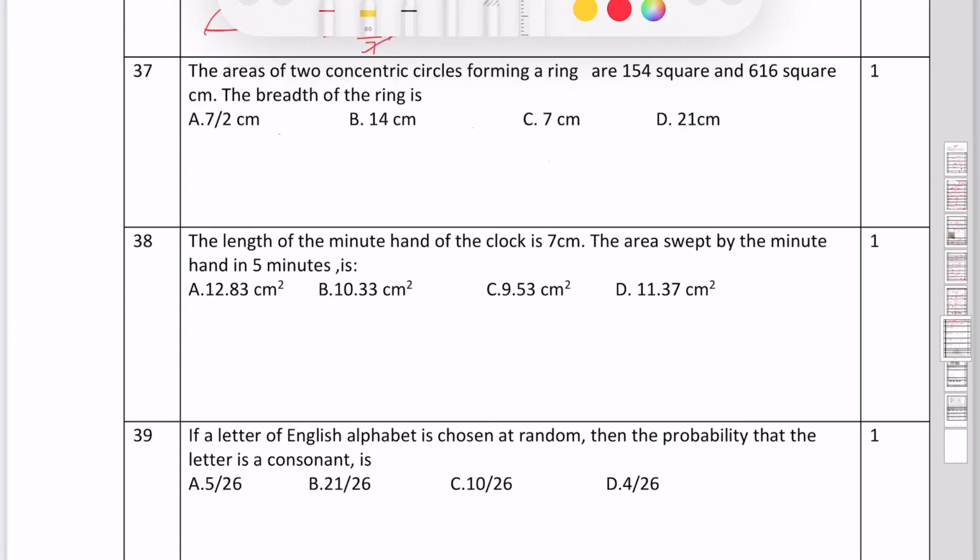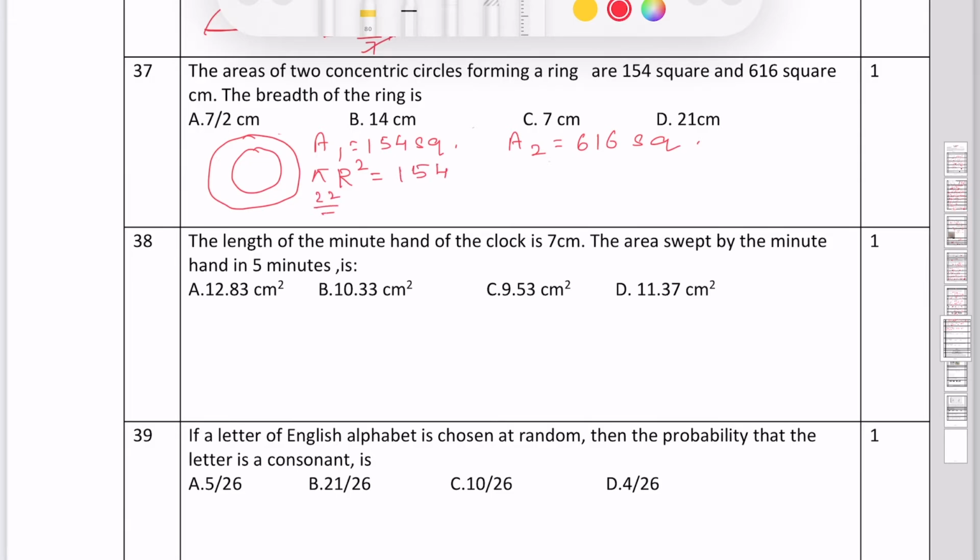Question is the area of two concentric circles. So two concentric circles, one is here, second is here. Area is given. It is 154 square centimeter. And 616 square centimeter, with different radius. So first we find out the different radius. 154 is 22 by 7 R square. If we cancel 11, 2, 1, 4, 2, 7, so R square is 7 square, that is R is 7.